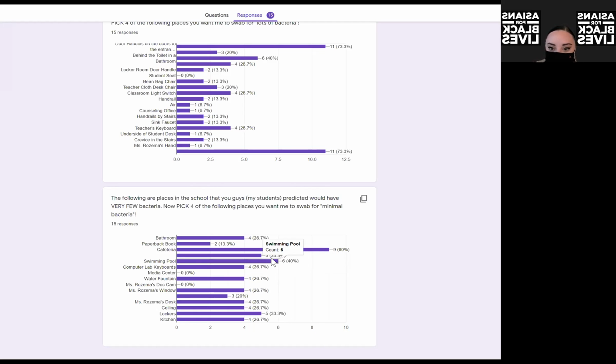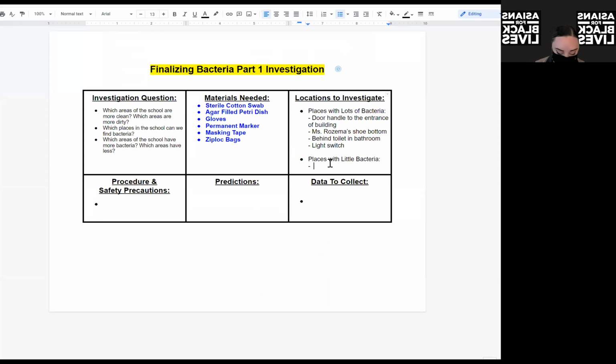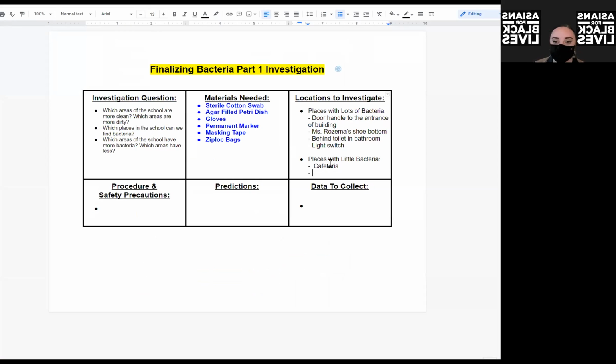Then we have here the swimming pool. I have lockers, teacher's classroom. A water fountain will be an interesting one. So a lot of these are very close together. So we are definitely going to do the cafeteria. I think the swimming pool will be very interesting, right? Because swimming pools add chlorine specifically to kill bacteria. So have they kept up with the maintenance of it during a school year when it wasn't used heavily?